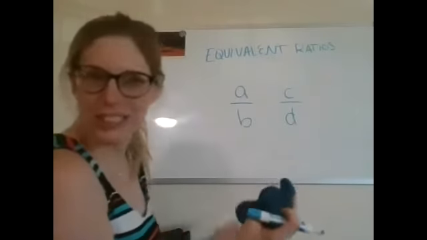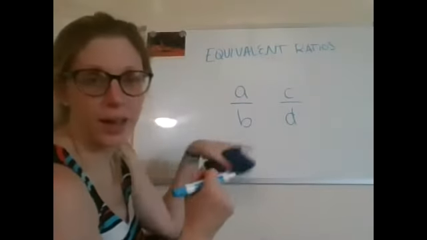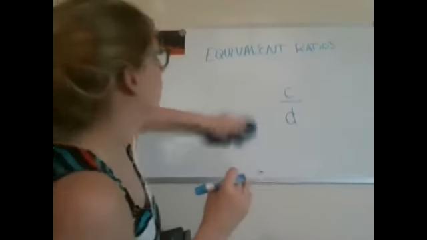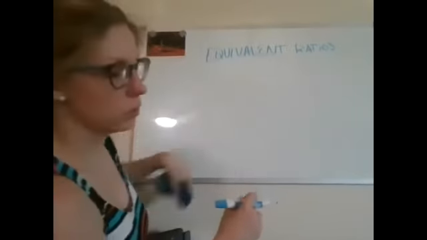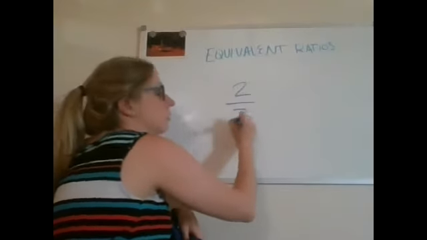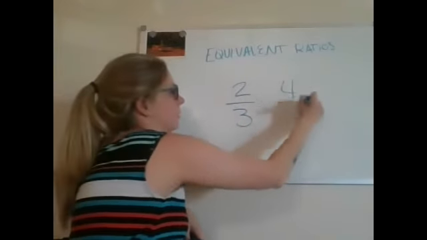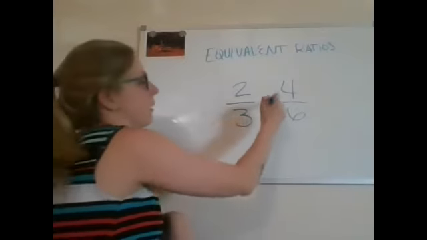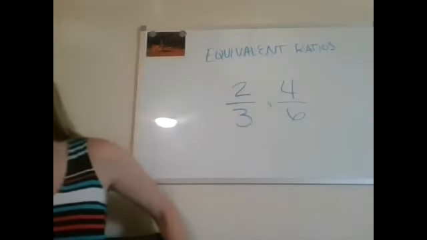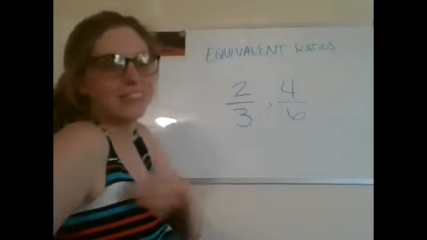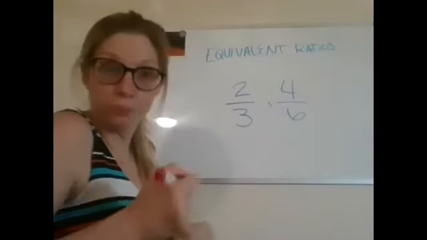So let's look at one, because if you're like me, you're probably like, I don't want to know about letters. I want to know what it actually looks like, right? So say we have 2/3 and 4/6. You might see an "and" here, you might see a comma.